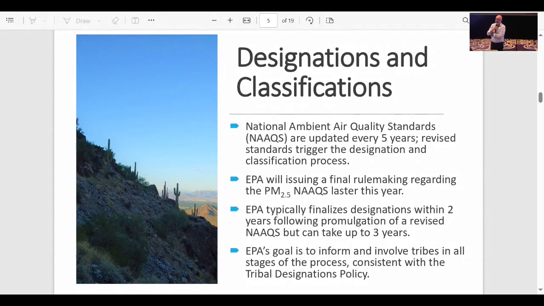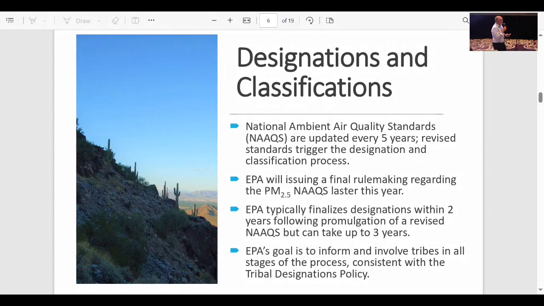We have not finalized that yet. We're supposed to finalize it any day. It is with the White House Office of Management and Budget, so we expect to finalize it by the end of the calendar year. That will kick off a two-year process for designations, which is going to be really important. We will be inviting all tribes that are impacted to consult, so that will be really important for my program. Okay, next slide, Eddie.